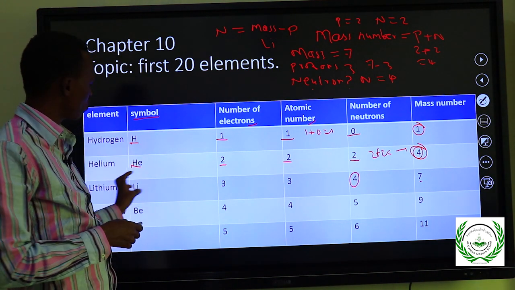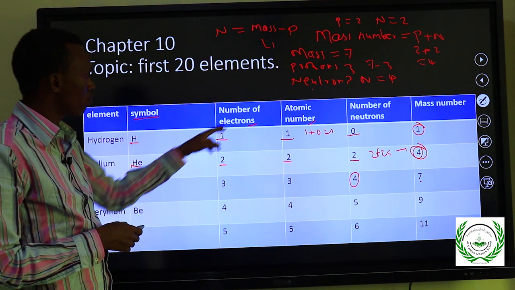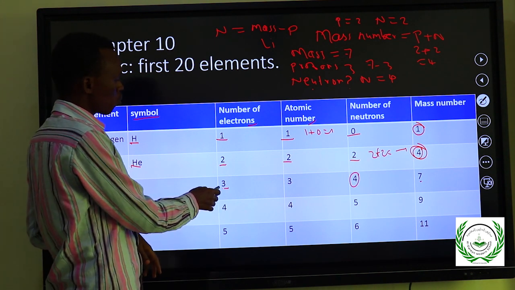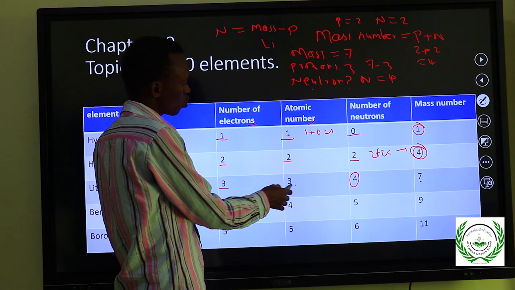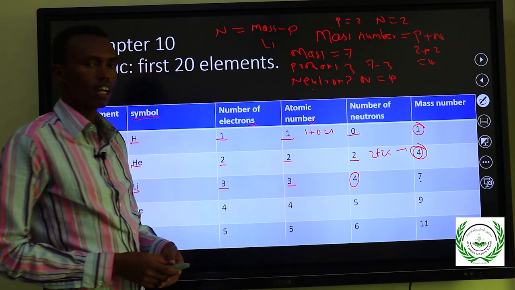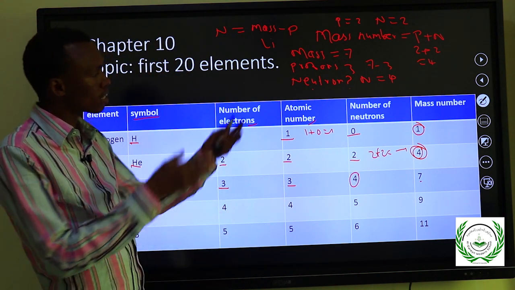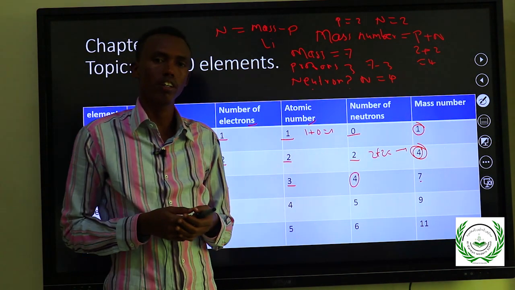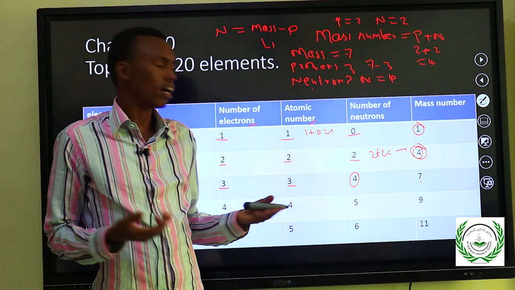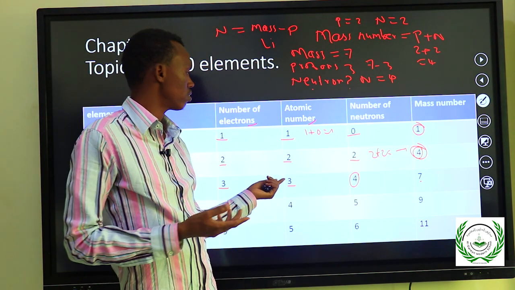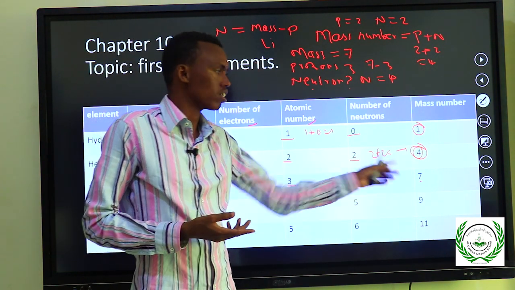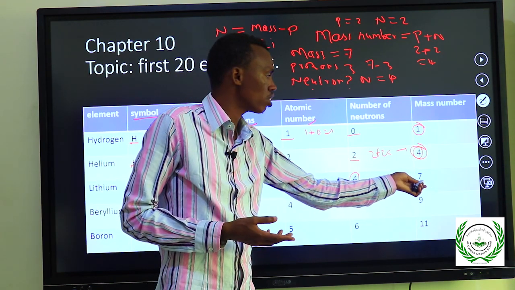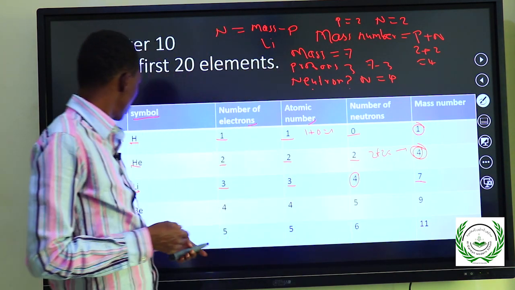Okay, lithium, to summarize: the number of electrons is 3, the number of protons is 3, and the number of neutrons is 4. So its mass number is 7. How do we get 7? It is simply 3 plus 4, which is equal to 7. So the mass number of lithium is 7.